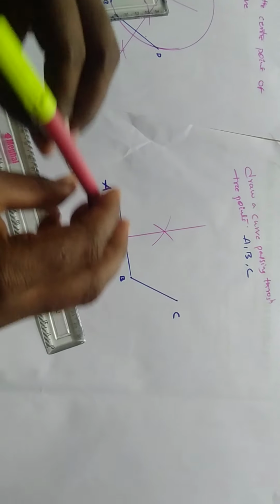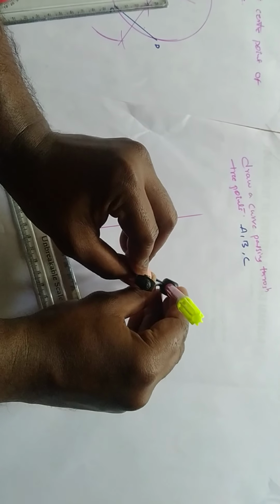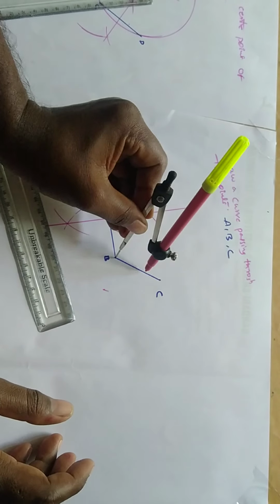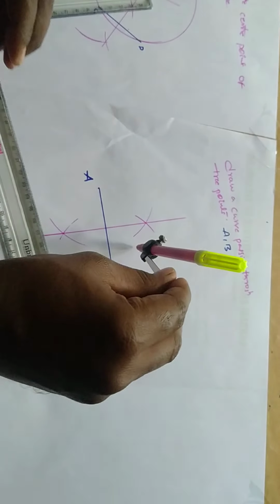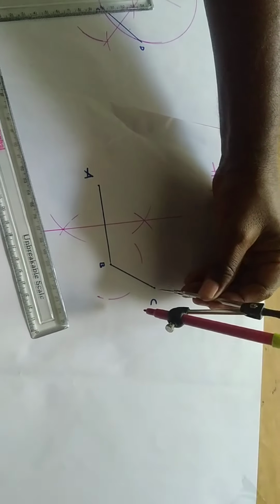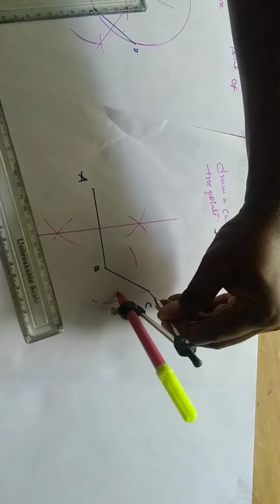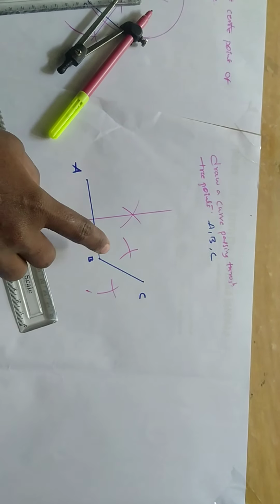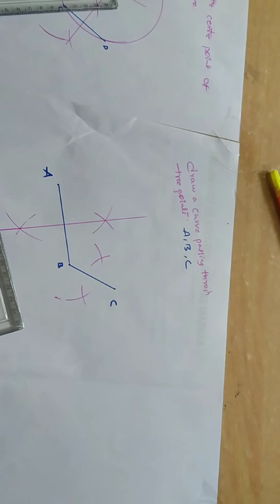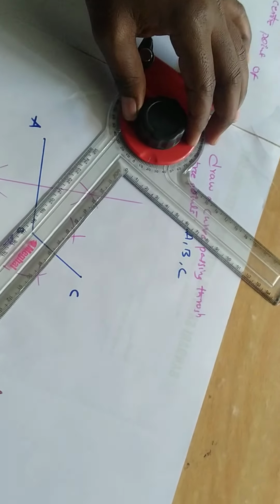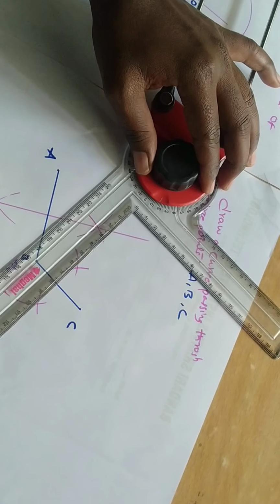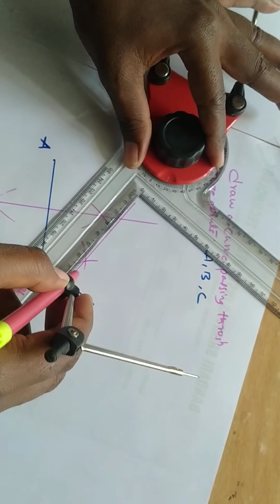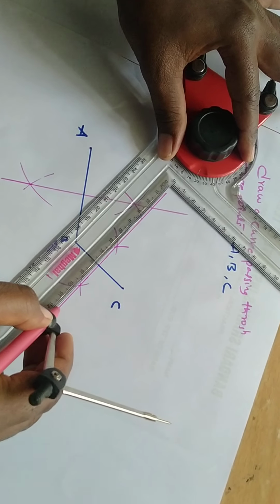Next, again bisect BC. These 2 arcs' intersection points represent the bisecting line of BC. Draw a line passing through these arcs' intersection points.